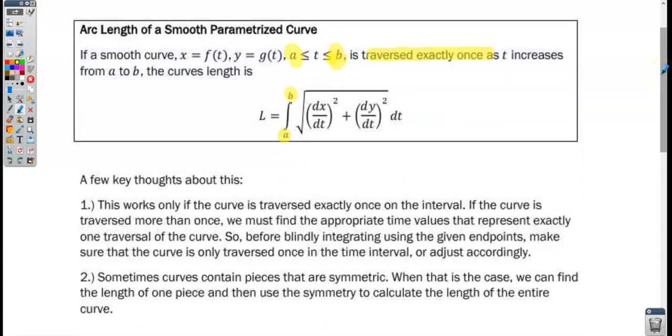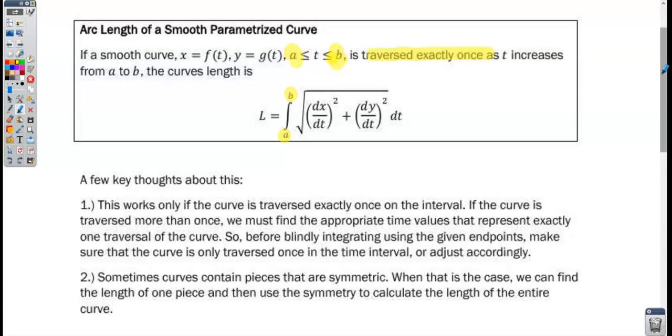Second thing, sometimes curves contain pieces that are symmetric. When that's the case, we would frequently be well served by finding the length of one piece and then using the symmetry to calculate the length of the entire curve. In fact, in the last example in this lesson, we're going to look at a situation where we have a curve that is not smooth, but we're going to use some symmetry in order to calculate the length of that curve and overcome the issues that we would have with a non-smooth curve.